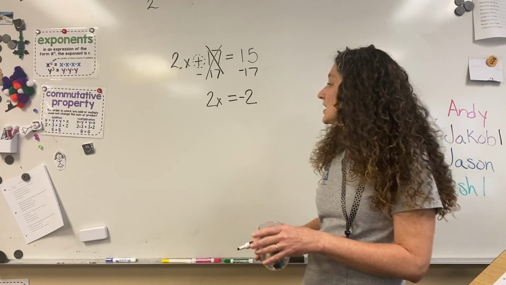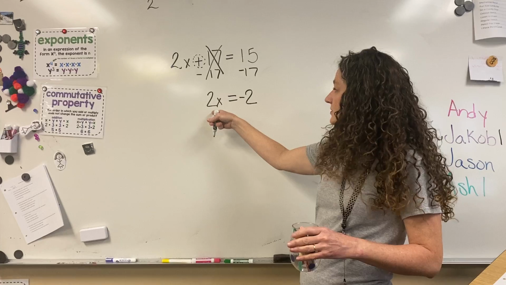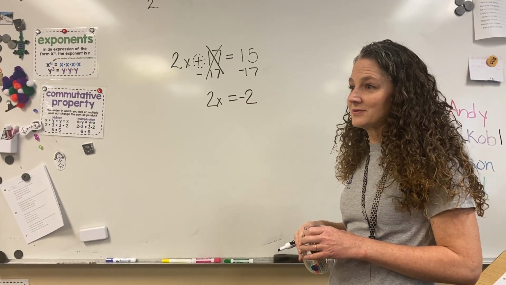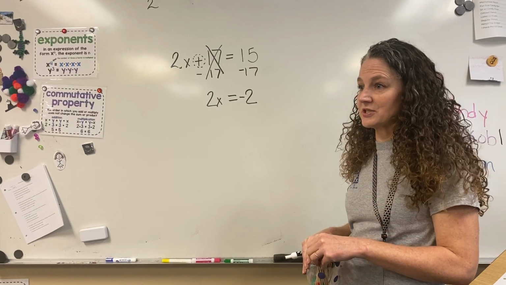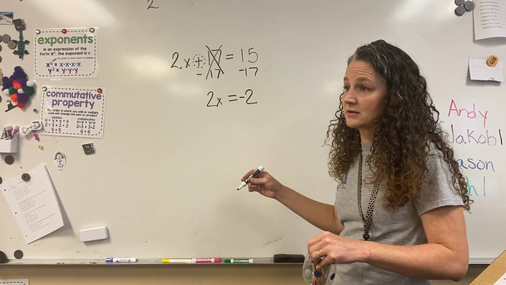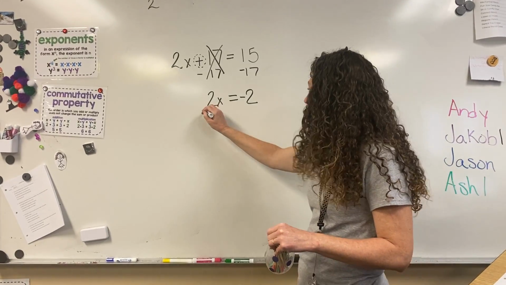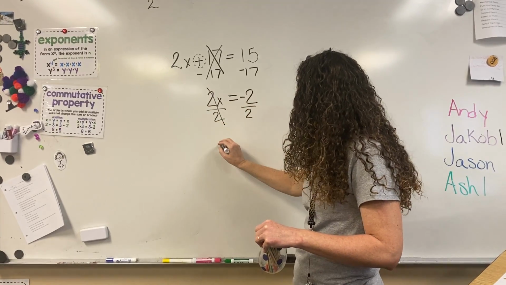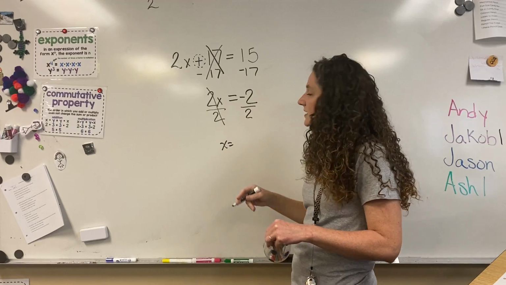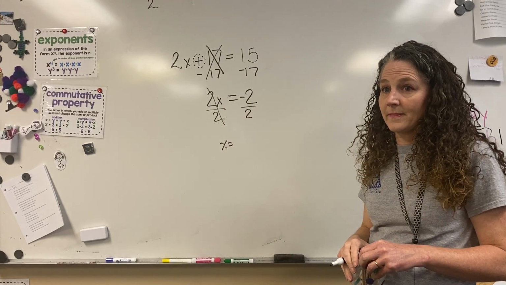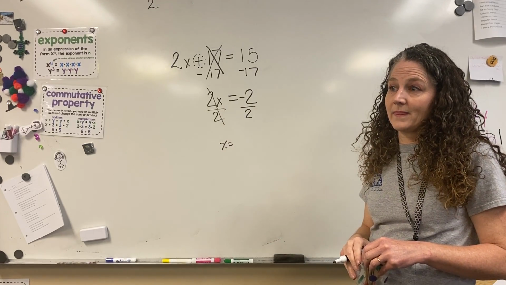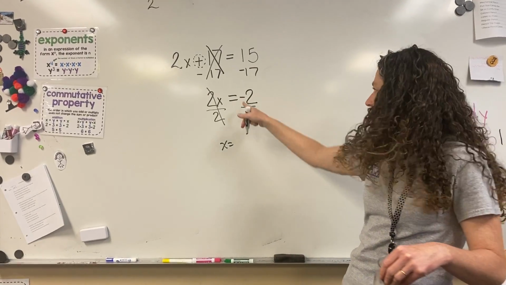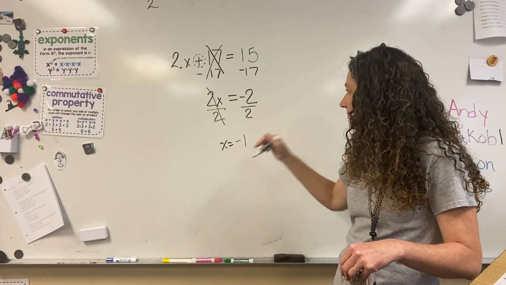2x equals -2. What do I do to this x to get it alone? 2 times x. What do I undo multiplication with? Divide by what? 2. So divide by 2. These go away, and I get x equals, what's -2 divided by 2? -1. Right. Well, what's 2 divided by 2? 2 divided by 2 is 1, and then you slap the negative in front of it because there's only 1.